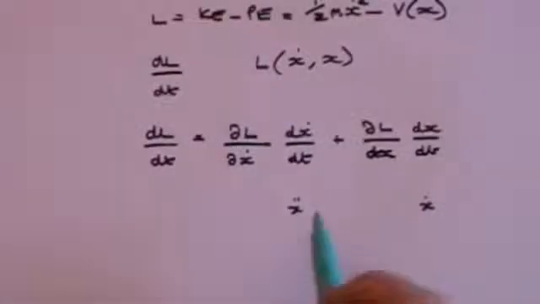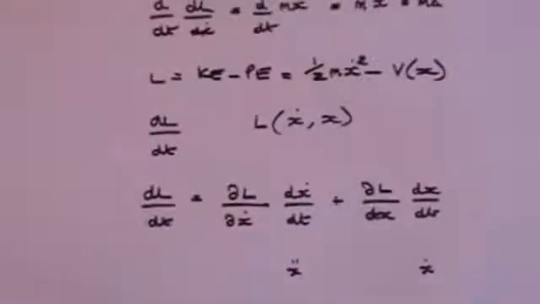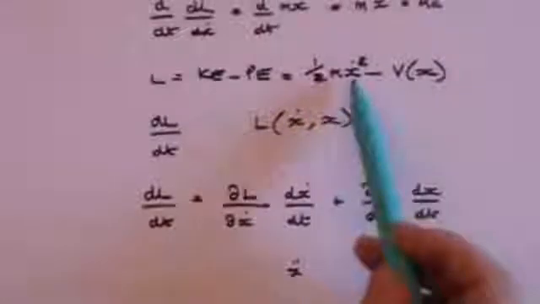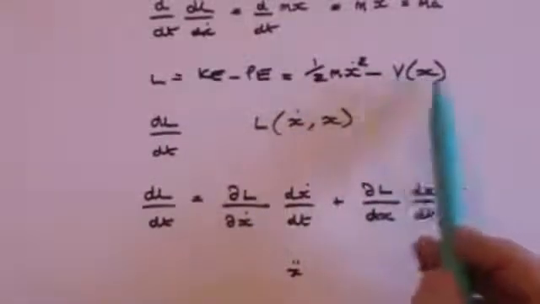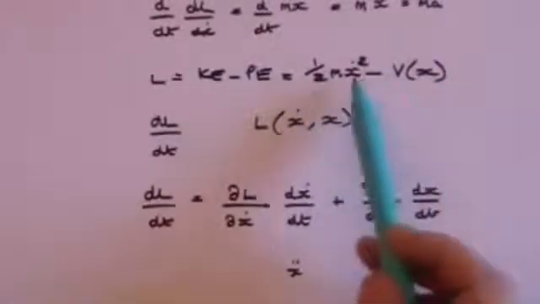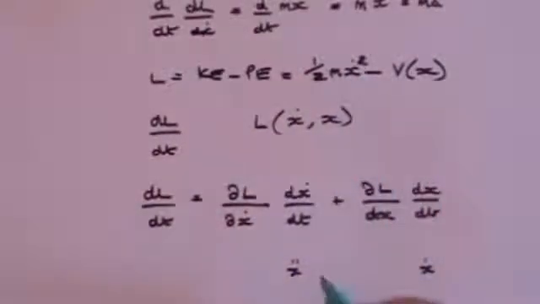What about dL/d(x dot)? Well, let's just remind ourselves, there's no x dot in this term here, so you get nothing from that. And the derivative of half m x dot squared with respect to x dot is, of course, simply m x dot. And m x dot is mass times velocity. And what is mass times velocity? Momentum, p.